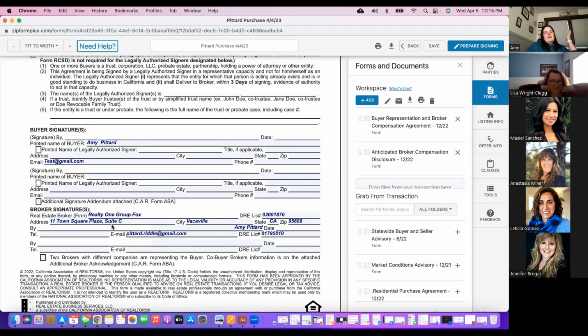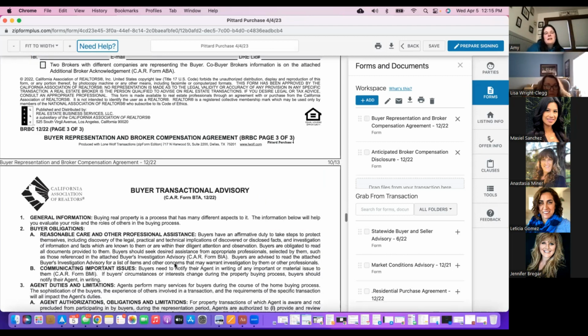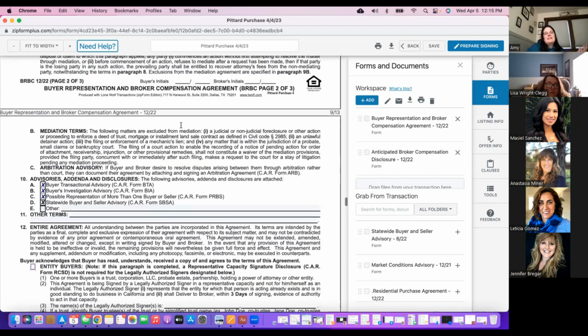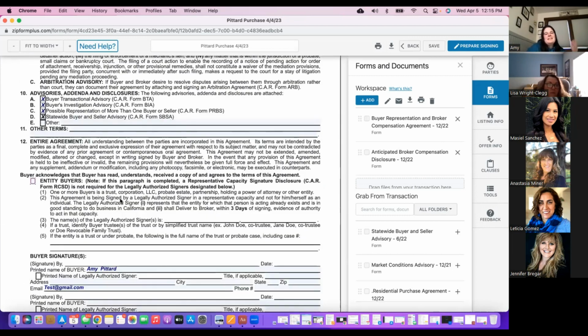And if you were doing the purchase with 2 different brokers, you would check this box here and include form the ABA. The way that I describe the 3rd page is just this entire agreement is just stating that you've gone through and reviewed the entire agreement and that you understand it and that you are in agreement with entering into an agency relationship with me and Realty One Group. And they're gonna be like, we're good to go. We sign.